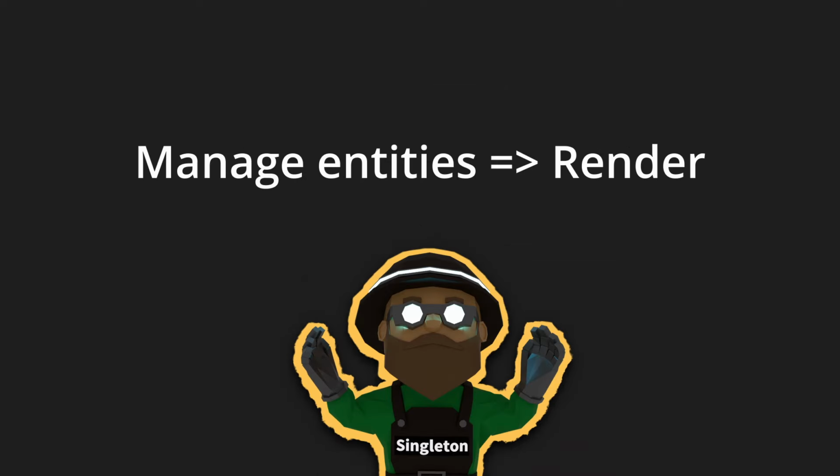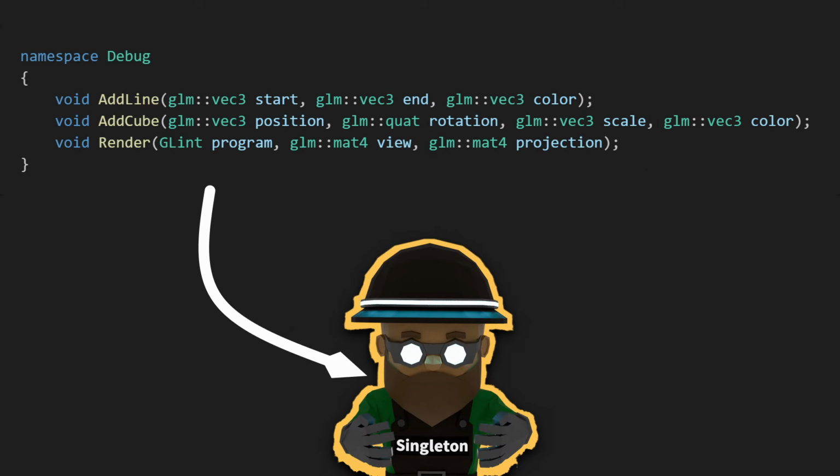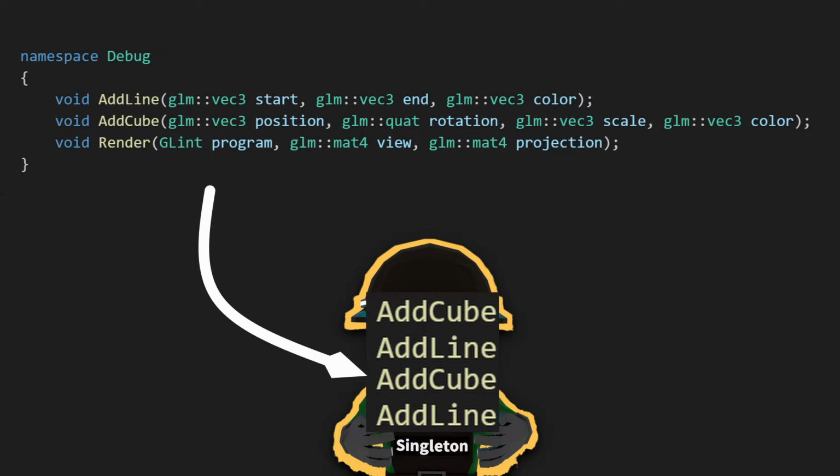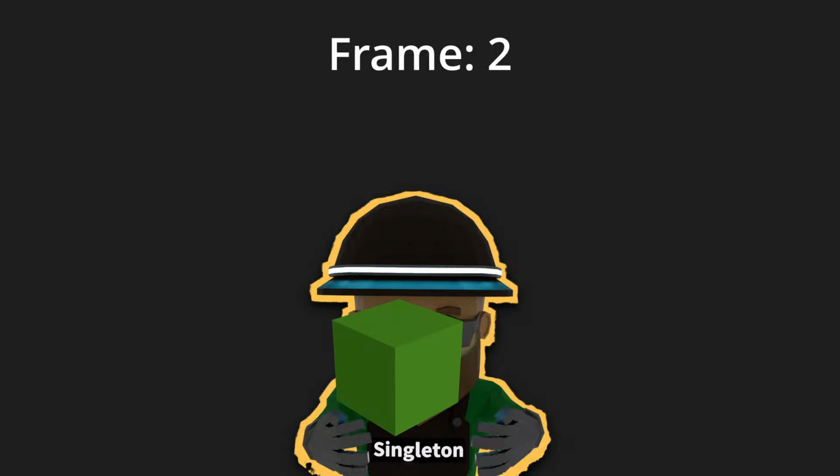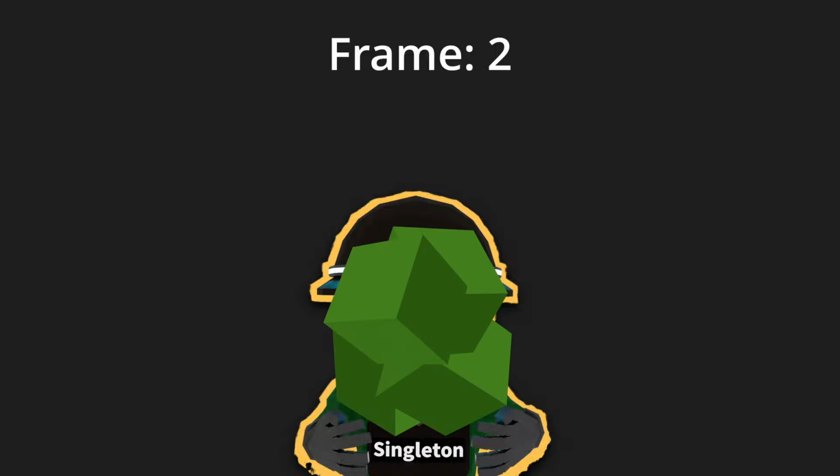In my debug system, the singleton handles everything, from its own entities to rendering. The functions inside of the namespaces just add entities to the singleton. We don't need to remove them, since just like in ImGUI, when the singleton renders the mesh onto the screen, it deletes all its entities. This happens every frame. ImGUI calls it immediate mode.